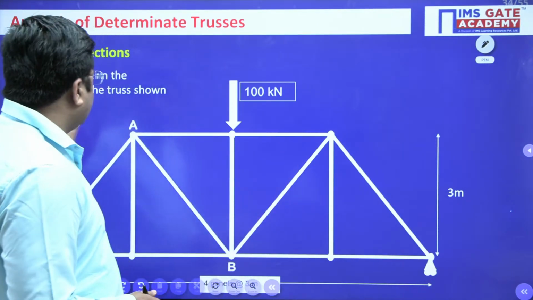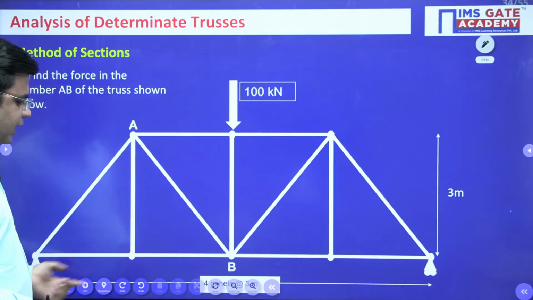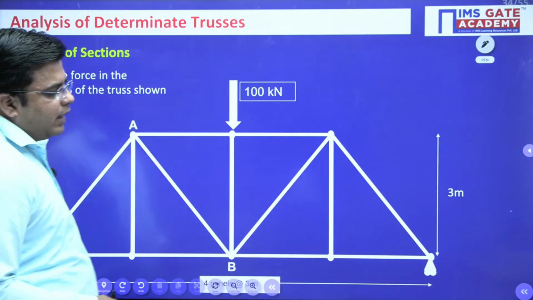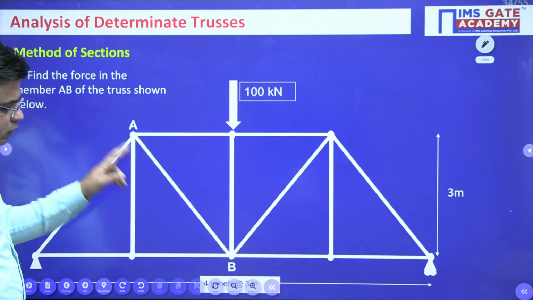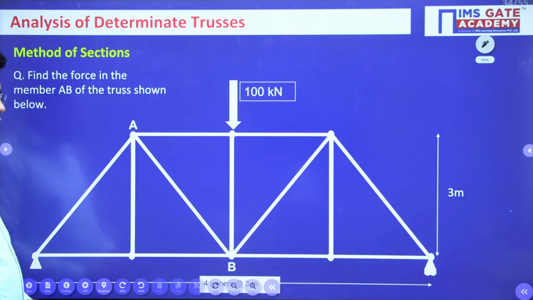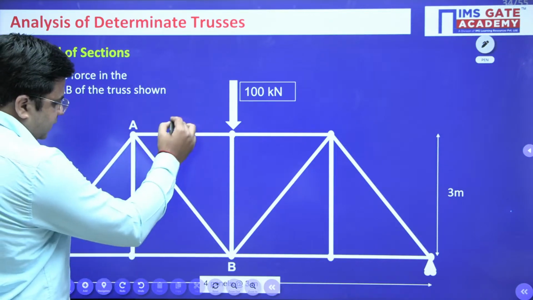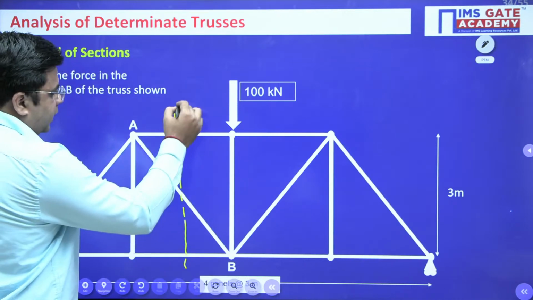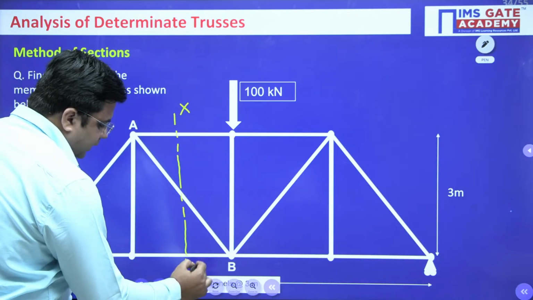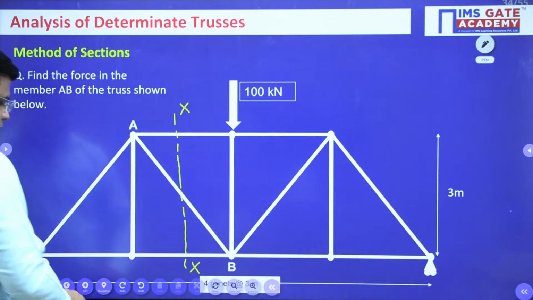Okay. So what we do in the method of section, first we calculate the support reaction, and after calculating the support reaction, suppose in this question we need to find the force in the member AB. So what I will do is, I will just take a section like this, cutting not more than 3 members. I will just take a section like this. Let me draw this.